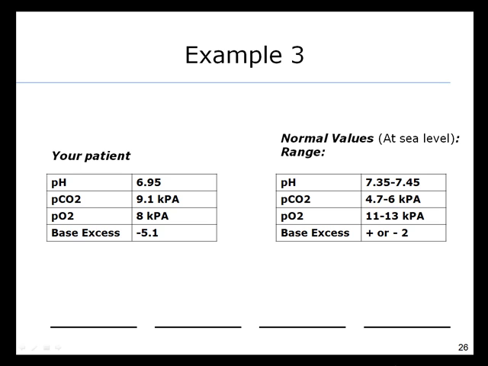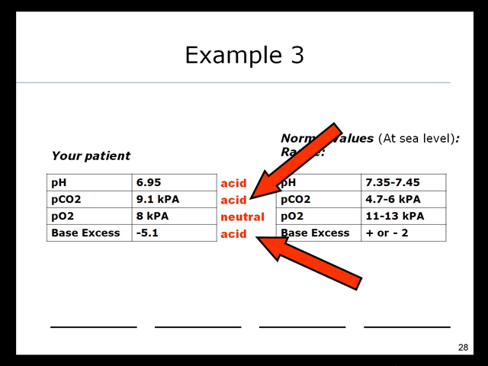So our first step is to label what's going on. So here we see that the pH is definitely acid. The PCO2 is driving it to acid. Oxygen, whatever its effect, we always write down neutral. And the base excess, because it's a negative base excess, that means it's acidotic. So here we see the CO2 is acidotic and the base excess is acidotic. These are not opposites. Therefore, this is uncompensated.